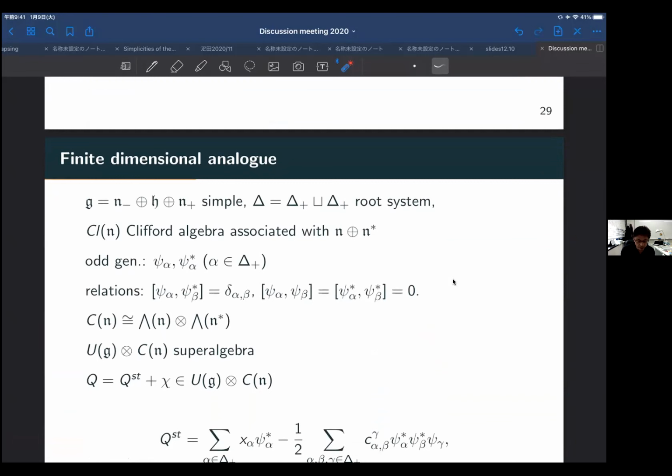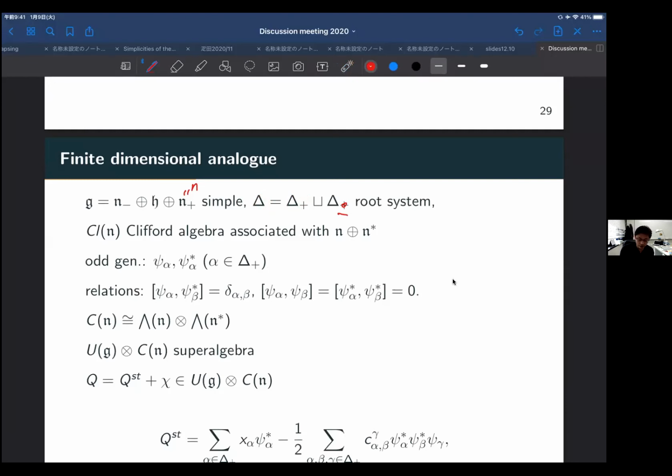So g will be a finite dimensional simple Lie algebra with a triangular decomposition. So maybe I will just write n instead of n plus. And so when you say finite dimensional analog of this, do you mean of the BRST? Yeah, it's BRST. Okay, thanks. So this is a root system, the positive roots, and this is the negative roots.